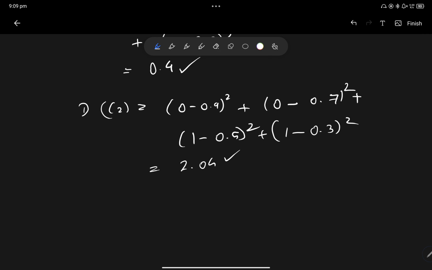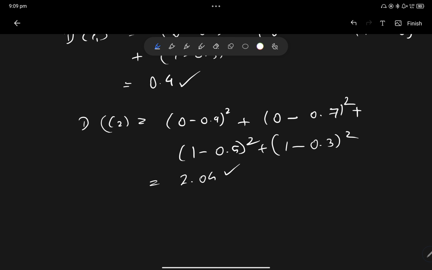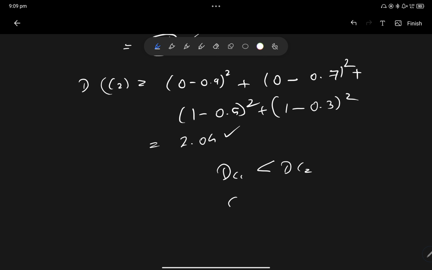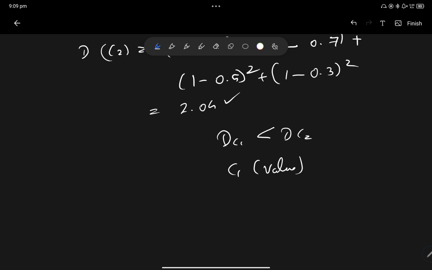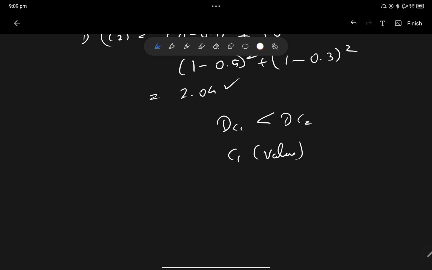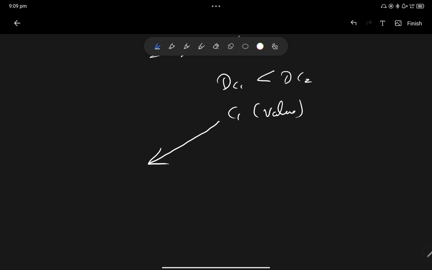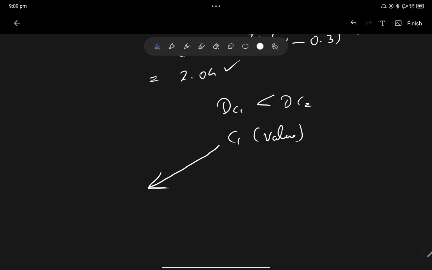Now you have two distances here. Now you have to calculate which is the smaller distance. So this is the smaller distance, right? If you see, DC1 is smaller than DC2, so we will be taking the C1 value, the smaller value. Now we need to update the weight for this one alone, only for C1.